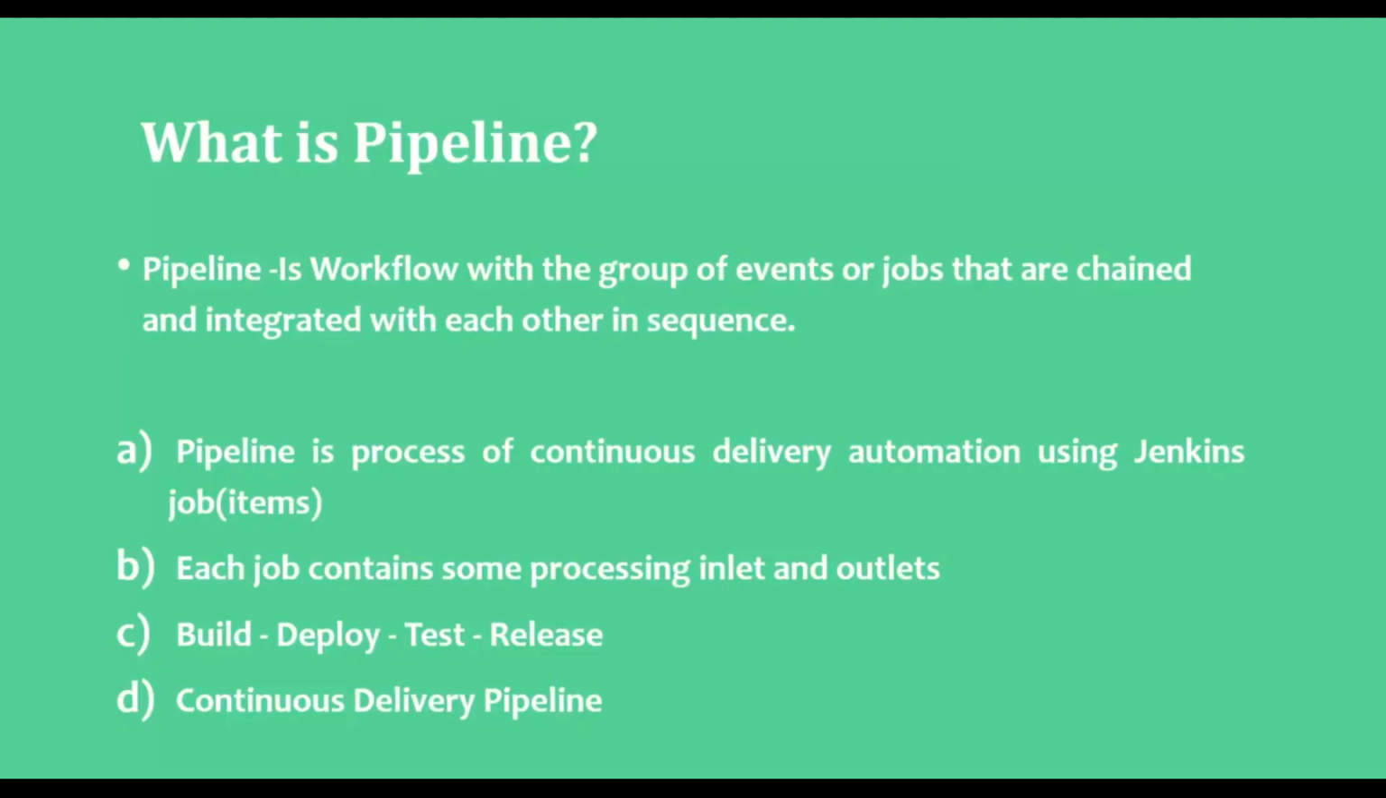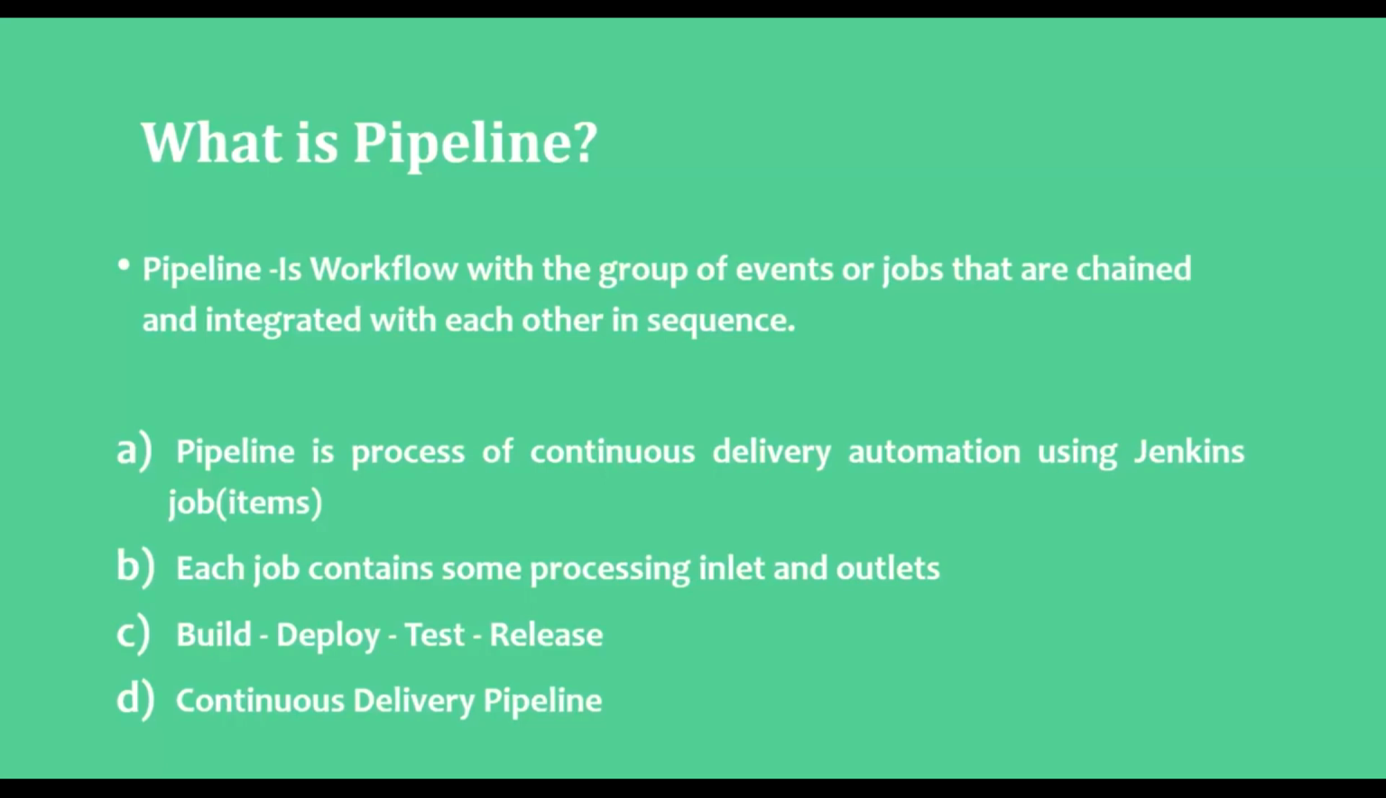Today we are going to discuss Jenkins pipeline. So how to create a Jenkins pipeline and how we can run multiple jobs in a single pipeline. A pipeline is a workflow with a group of events or jobs that are chained and integrated with each other in a sequence. As I told, in a single pipeline we can create multiple jobs and we can integrate them and run them in a single shot.